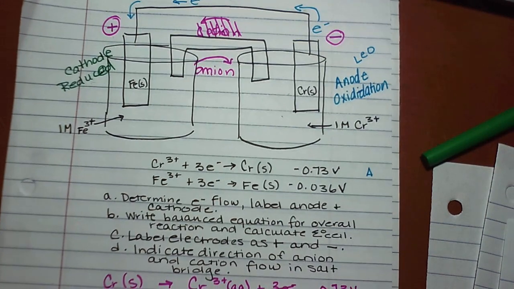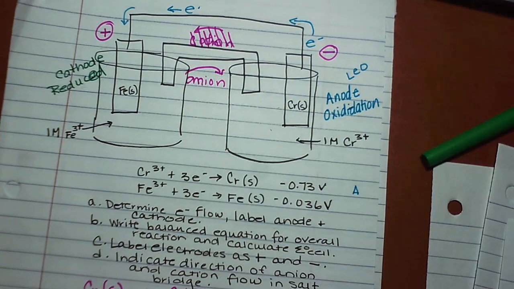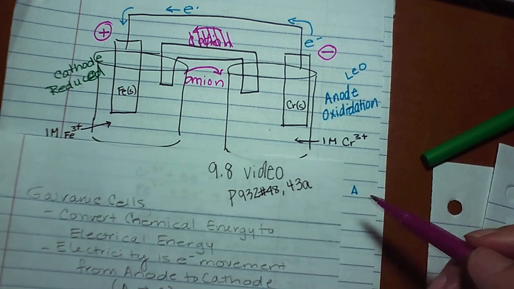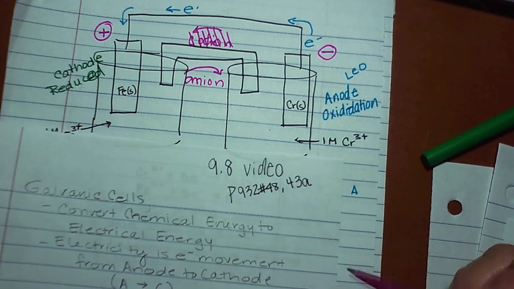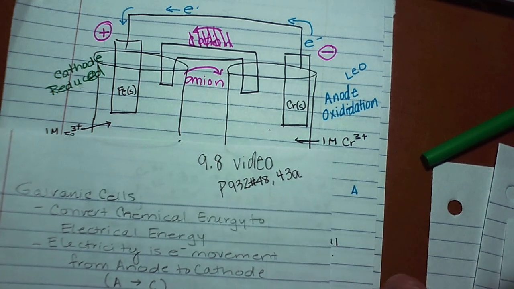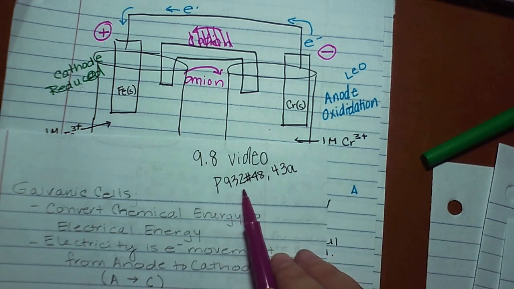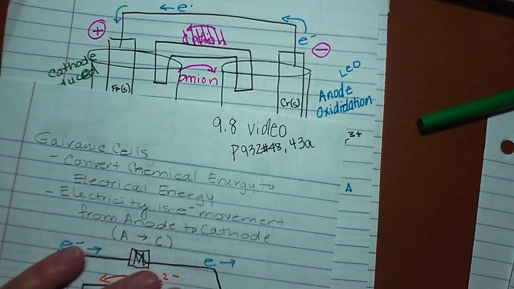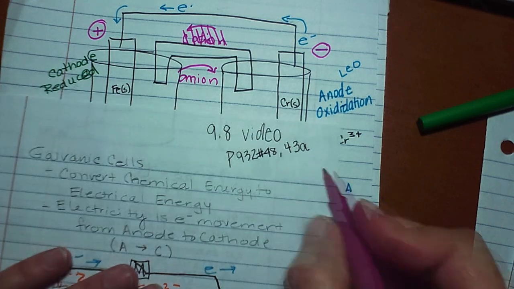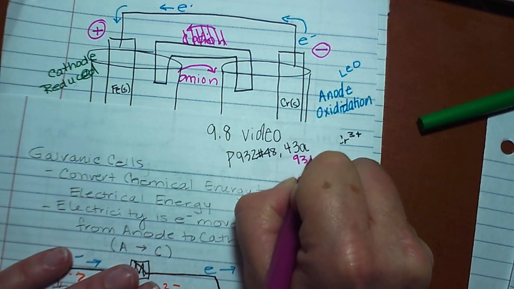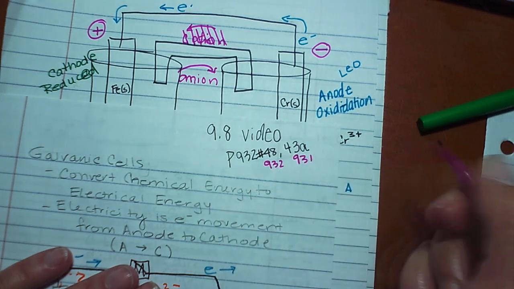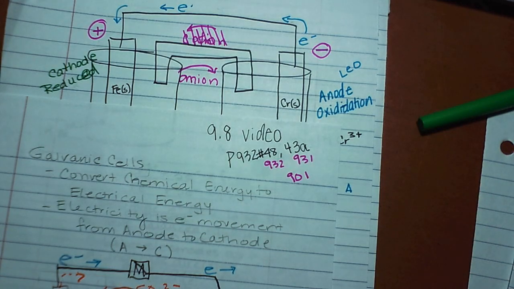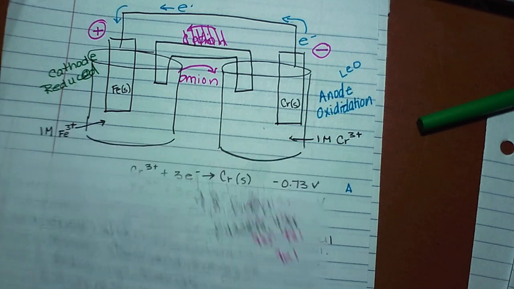All right. So that's enough. Tonight, your homework is, I'm going to assign you the 9.8 video, which explains this much better than me. And it also talks a little bit about electrolytic cells. It's kind of confusing, but do your best. And then page 932, number 48, and number 43A. Okay, so page 931, 932, and then you're going to need the chart on page 901 in order to do the homework. But I'll put all that up on Canvas. All right, you guys, I'm glad you hung in there. Thank you. All right.